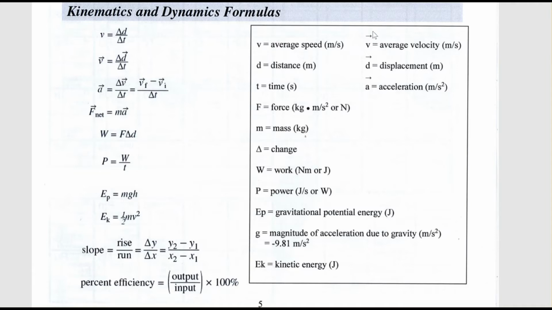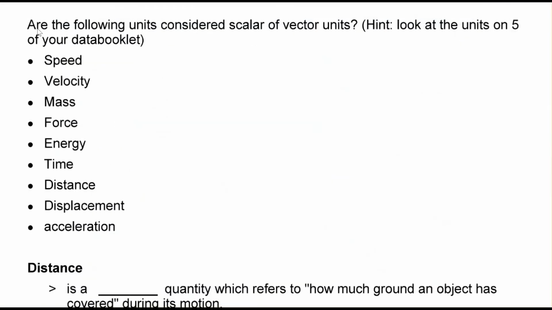And then velocity is a vector because it's got a directional component. It's got that arrow above it. And so we can take a look at this list and we can use it to identify the difference between scalars and vectors. Okay, so let's go back. Are the following units considered scalars or vector units?